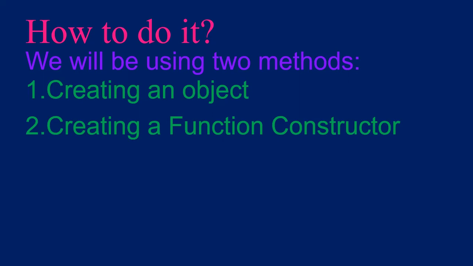So how do we do it? We create an object. That's the first method. We can create a group as an object, then we can give it several methods inside. The other one is to create a constructor function. Fire up your text editor and let us see how it works.